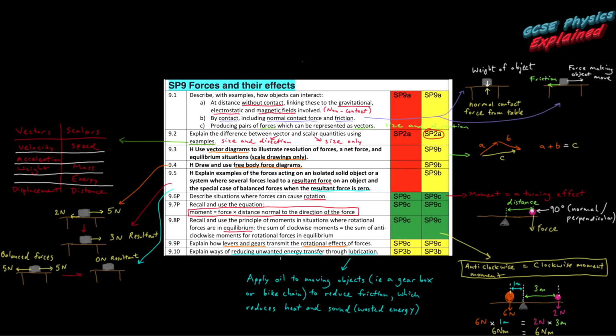Explain ways of reducing unwanted energy transfer through lubrication. In other words, apply oil to moving objects, for example a gearbox or a bike chain, and that will reduce the friction, which reduces heat and sound. In other words, reduces wasted energy.